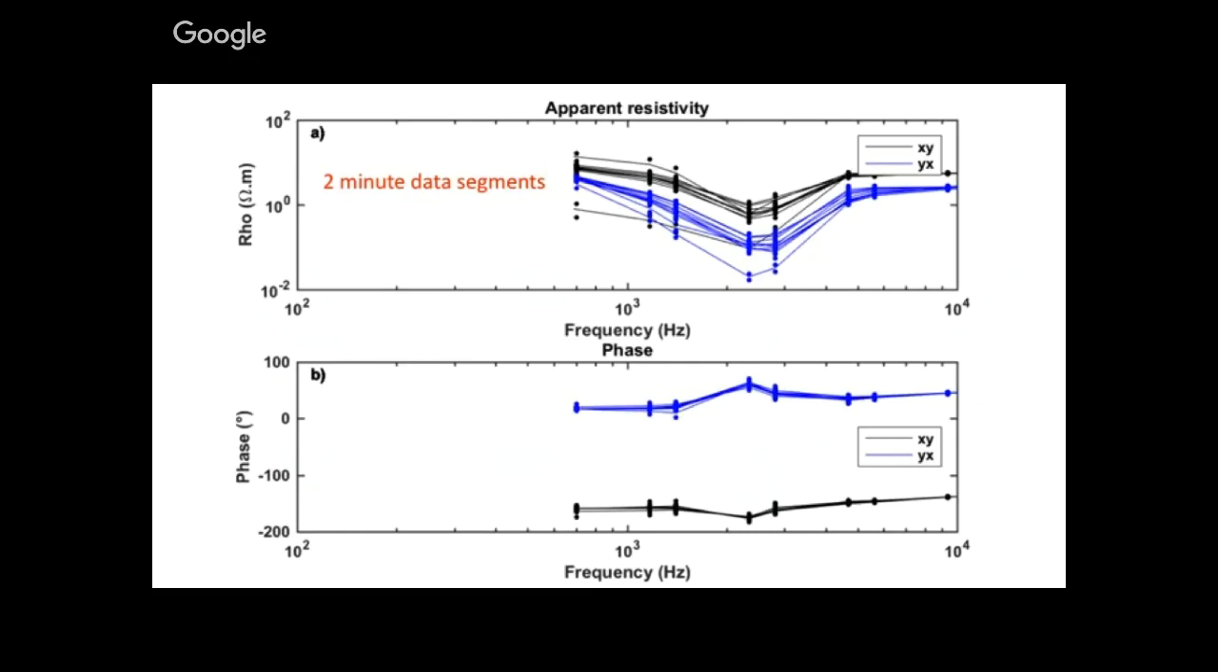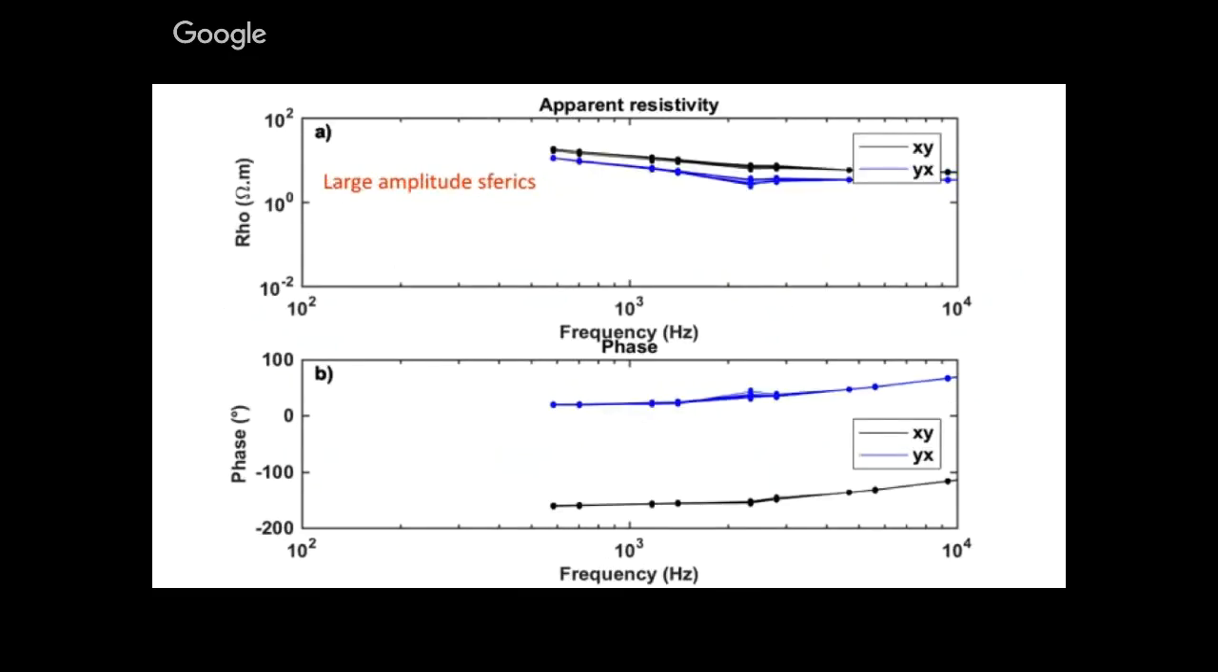So I'm going to go for a very quick demo here. What I'm showing is apparent resistivity and phase curves. These have been computed on continuous data segments. There are about 10 trials of 2-minute data segments. And what you can see is there's this trough between 1.5 and 5 kilohertz, which is due to that dead band. Basically, we have a very poor signal-to-noise ratio, so the data are biased.